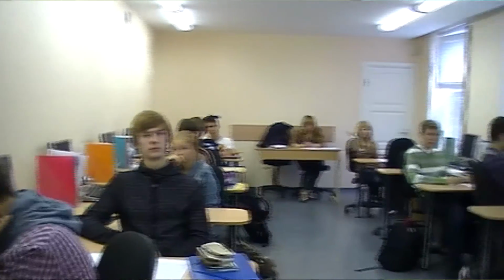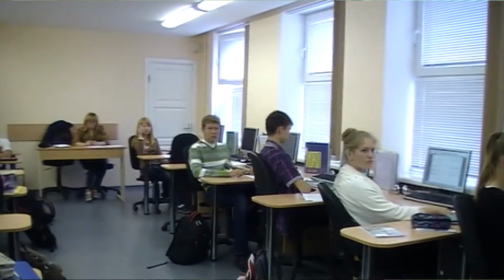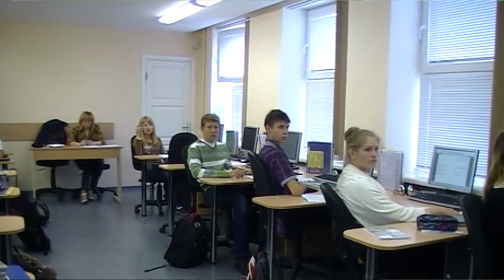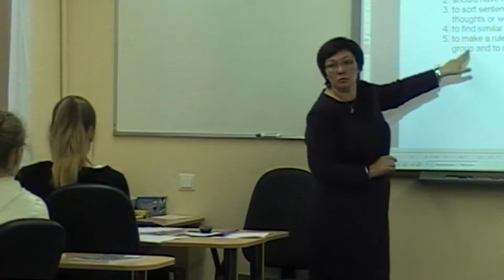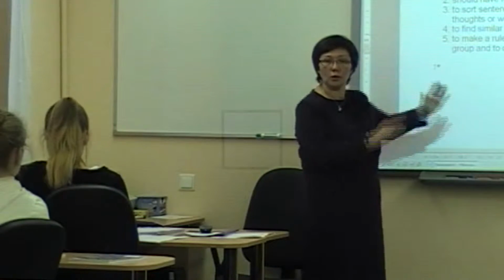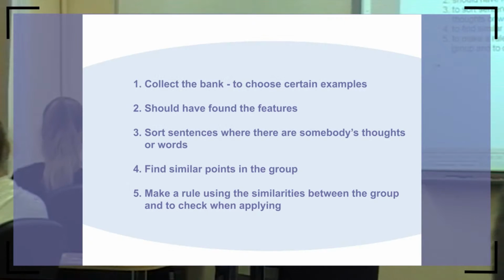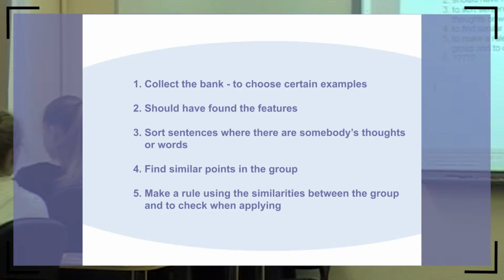Maybe the second and first are the same because in second we find the similarities, but in first we again find the similarities. Okay, and how to make the rule? How do we make rules? So we have separate groups, we have separate features, how to come to the rule.